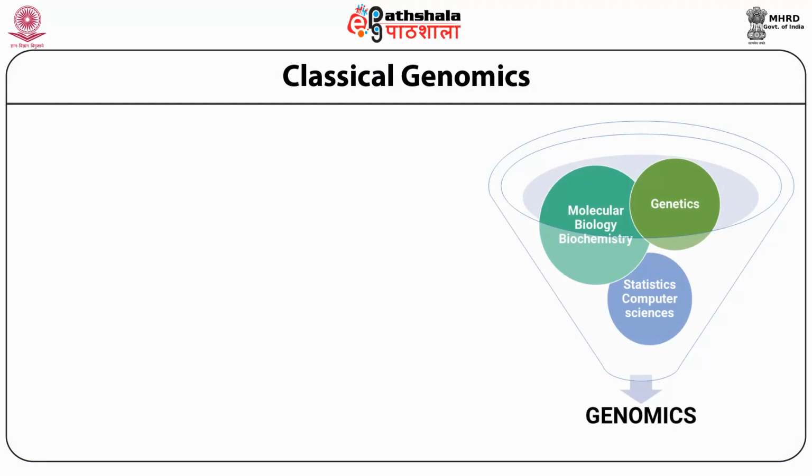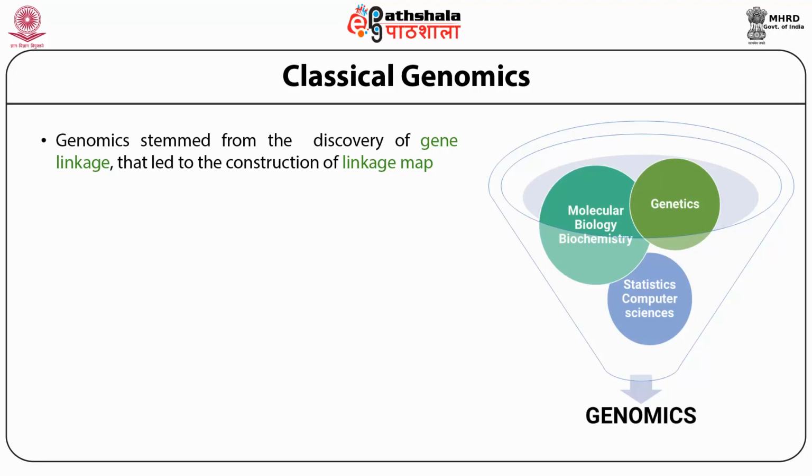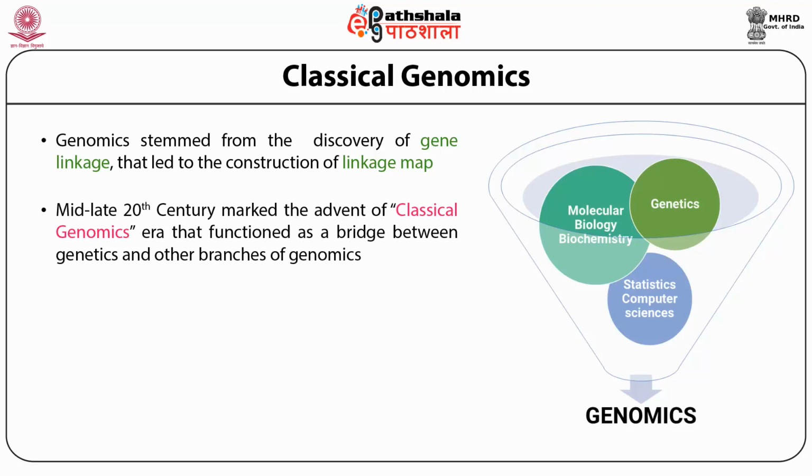Genomics emerged as an epitome of multidisciplinary science. It emerged by the convergence of many disciplines such as genetics, molecular biology, biochemistry, statistics, and computer sciences. It stemmed from the discovery of gene linkage, that is, many genes present on a single chromosome, which led to the construction of linkage maps. Towards mid to late 20th century, it marked the advent of the classical genomics era.